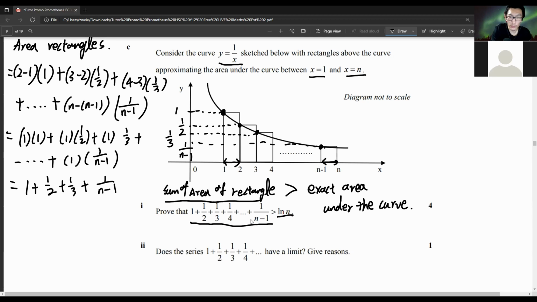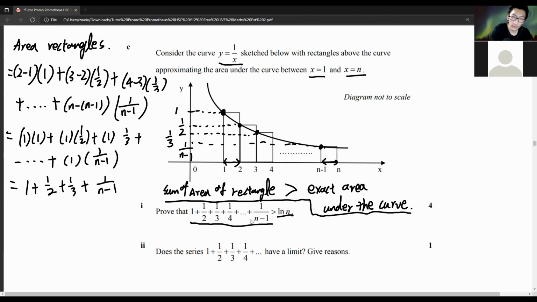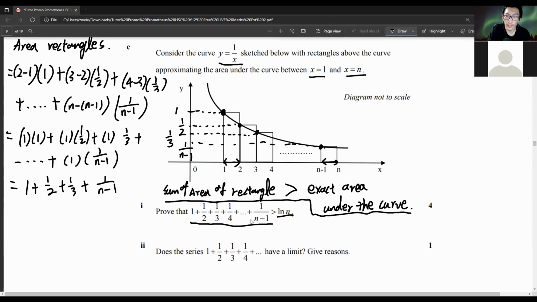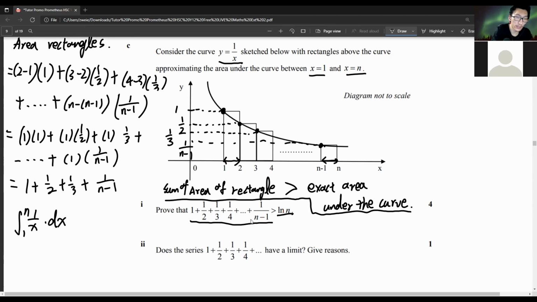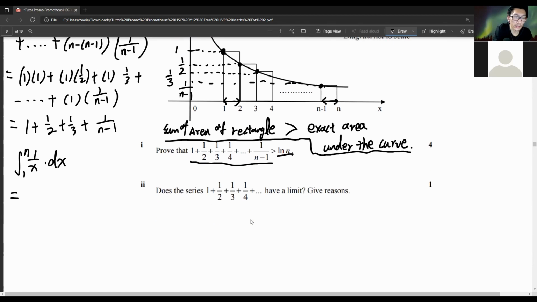And using the fact that the sum of the rectangles, you must write this inequality next. The sum of the area of the rectangles is greater than the exact area under the curve. So we integrate from 1 to n, 1 on x dx, finding the area under the curve. What I will get is essentially ln x from 1 to n. It's a definite integral because we're calculating a fixed area. So what I get is ln n minus ln 1, and we know that ln 1 is 0.